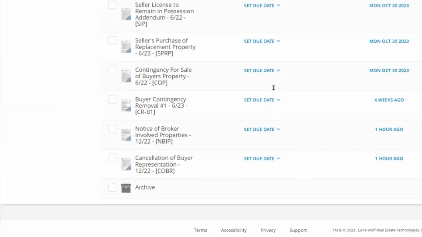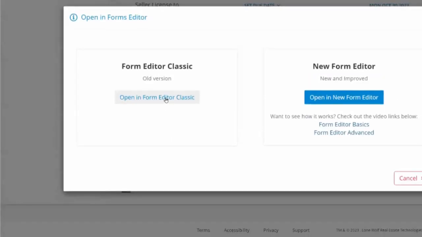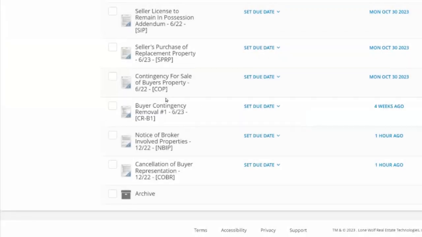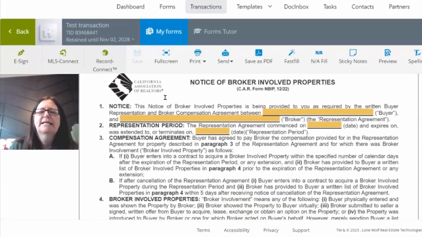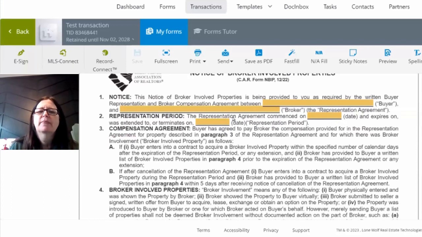Okay, so we're going to talk about the notice of broker involved properties. This is a pretty simple form. Basically, what it says is that it's being provided to you, the buyer, as required by the BRBC agreement, and it has their name, the broker name, and the dates of the representation period.